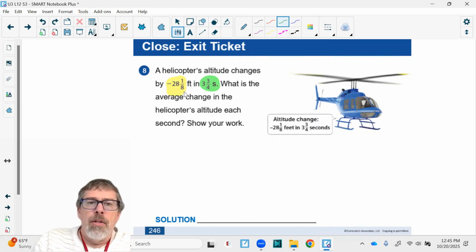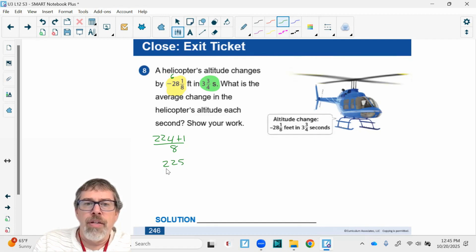Okay. So 8 times 8 is 64. Carry the 6. 8 times 2 is 16, plus 6 is 22. And plus 1 all over 8. That's how we do this. And it's 225 over 8. And it's negative. Okay. And we're going to divide by 4 times 3 is 12, plus 3 is 15 over 4.